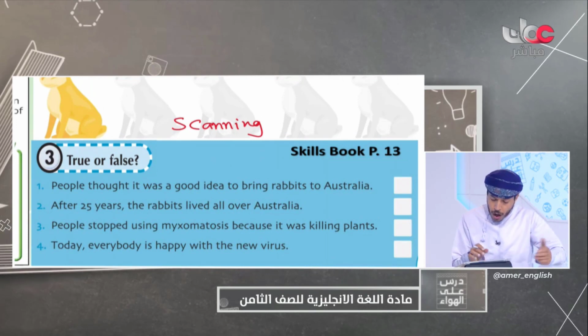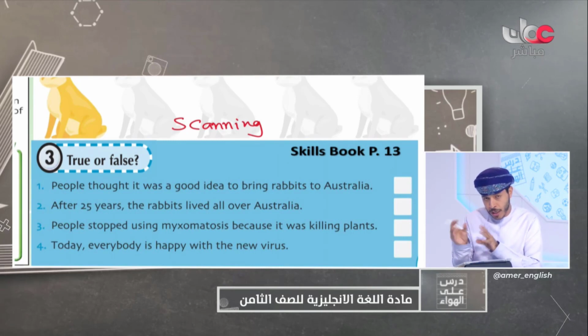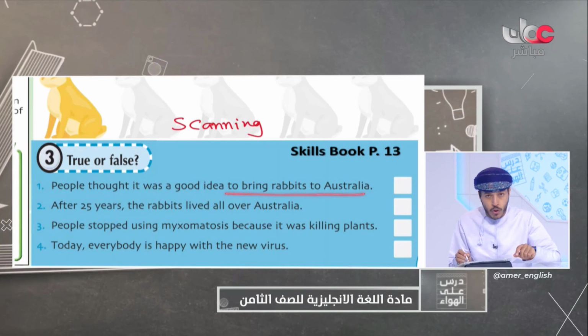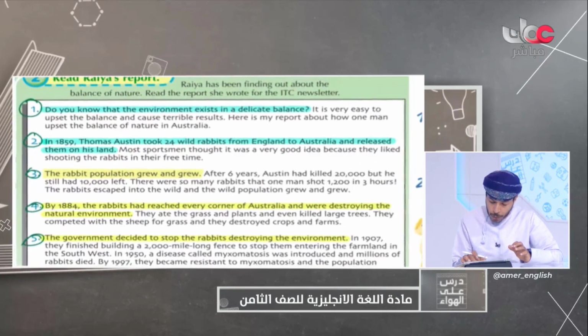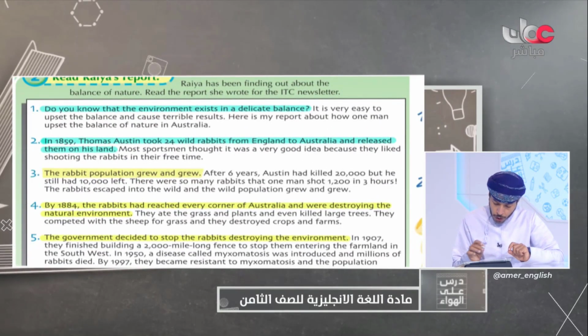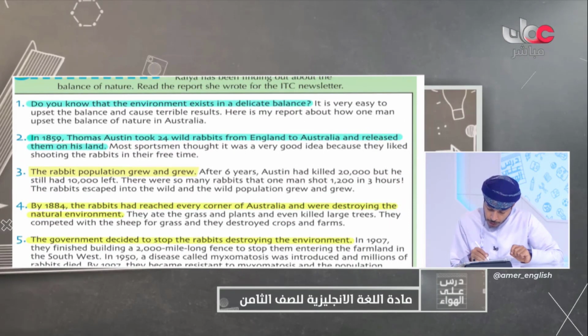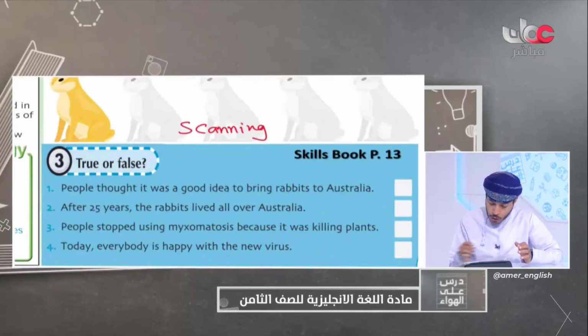Okay, so after this man took the 24 wild rabbits from England to Australia, people thought it was a good idea to bring rabbits to Australia. Was it a good idea, based on the report? Let's move on to paragraph number 2. In this paragraph we can find out, then we start scanning. Here we can see most sportsmen thought it was a very good idea because they liked shooting rabbits. So the answer for this one is true.